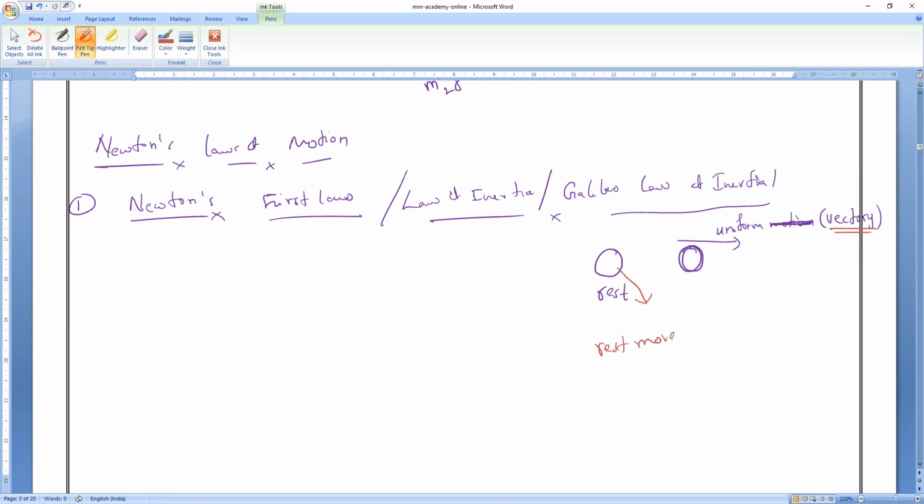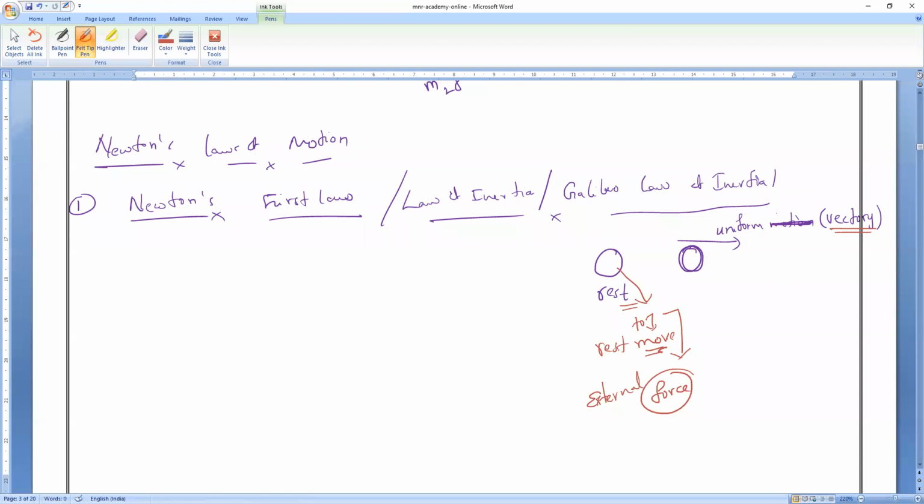So what Newton's first law will say is, for example, I want to make this body move from rest. So definitely you have to do something. What is that? You have to apply what? You need to apply the force. Yes or no? Due to the external force, the body which is in a state of rest will turn into motion.